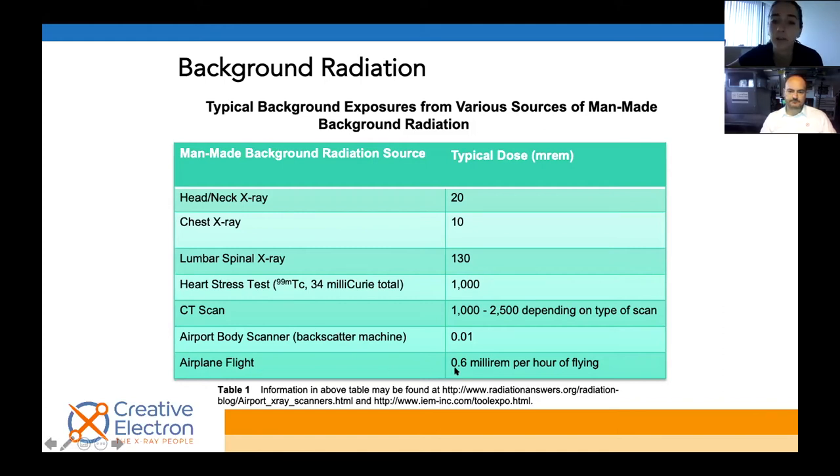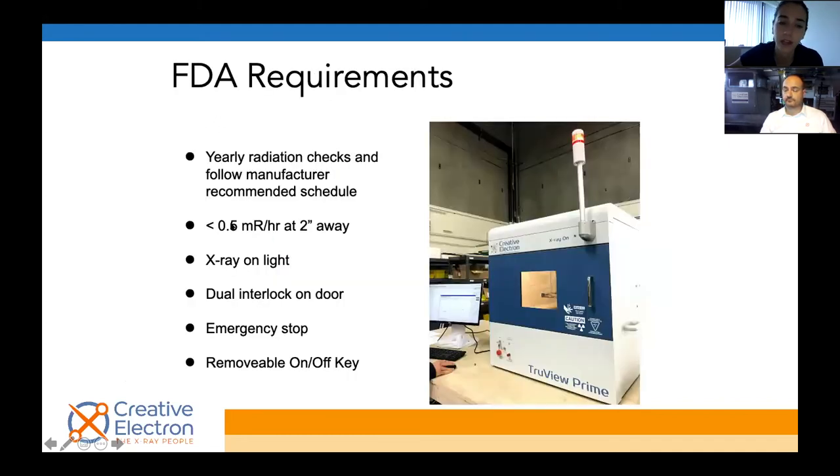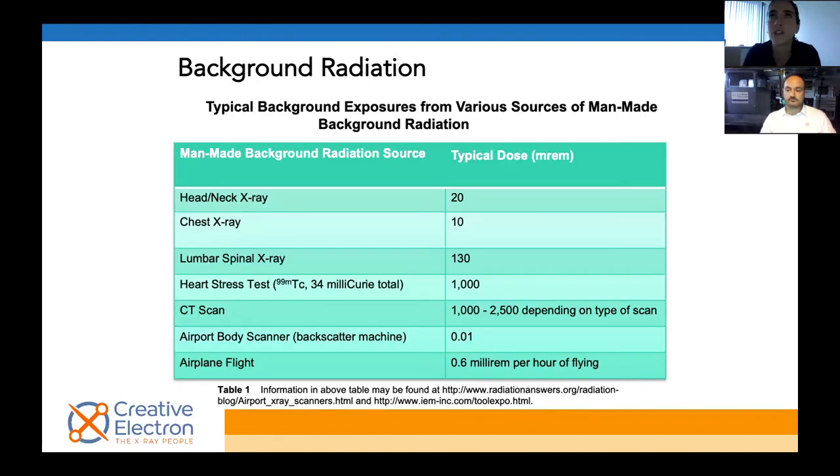But even like a flight, right? An airplane flight, we're talking about 0.6 millirems per hour of flying. An X-ray machine can't be higher than 0.5. So we don't typically associate flying as a source of radiation, but really it tends to contribute more to your radiation pie than just using an X-ray machine for work. This just brings to light how much misinformation there is about a topic like radiation and how much of the information is just driven by fear versus actual facts.